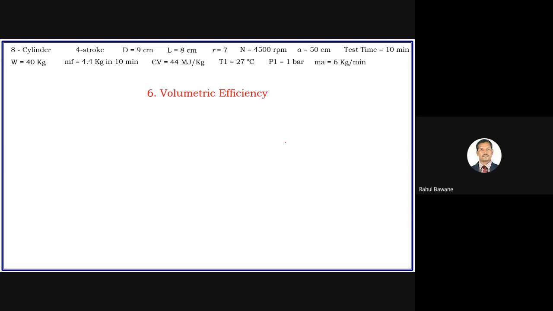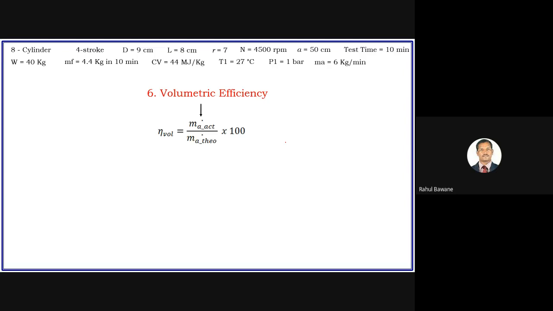And the last, no, second last, volumetric efficiency. Volumetric efficiency is the efficiency where we compare the actual amount of charge or air sucked inside the cylinder with the theoretical. That means by dimension, how much volume should be inducted.